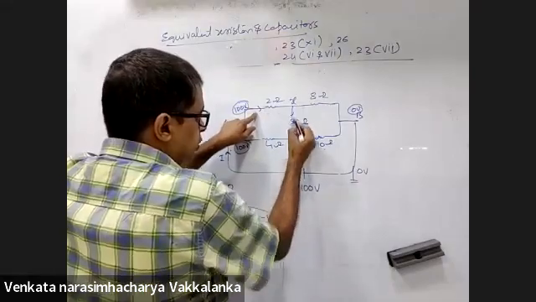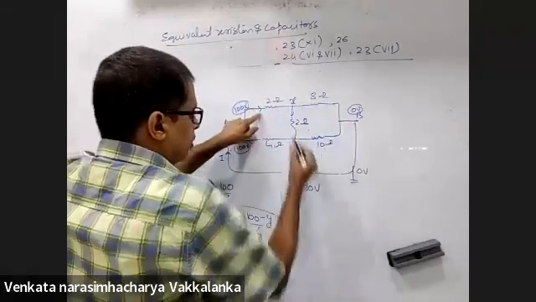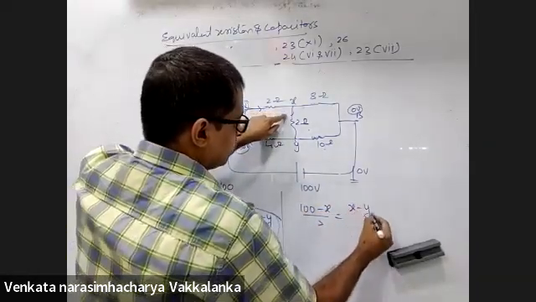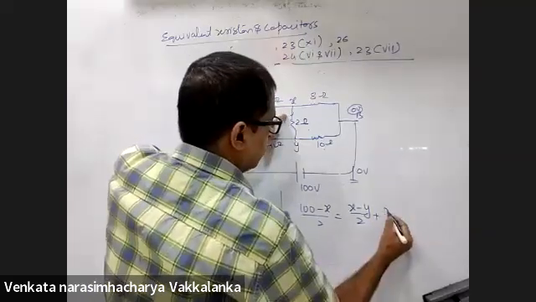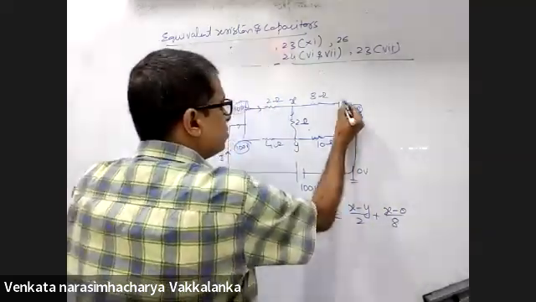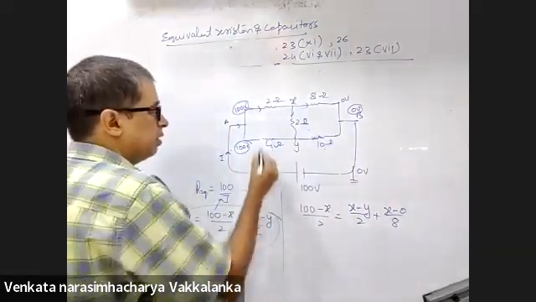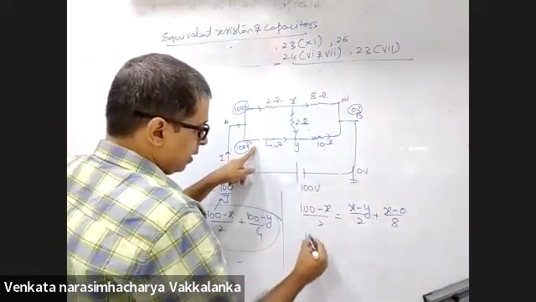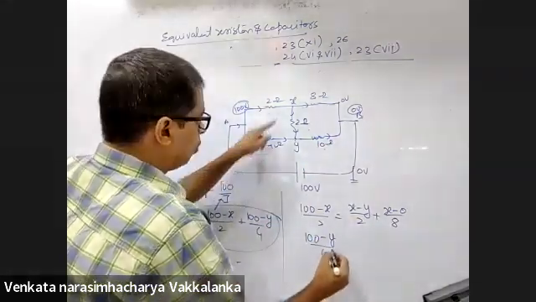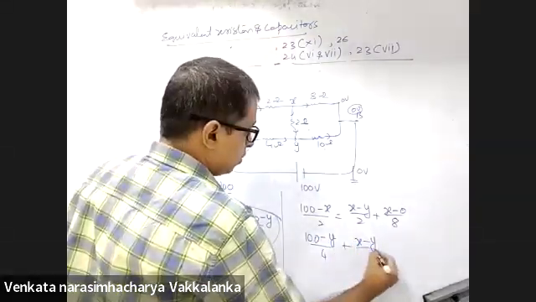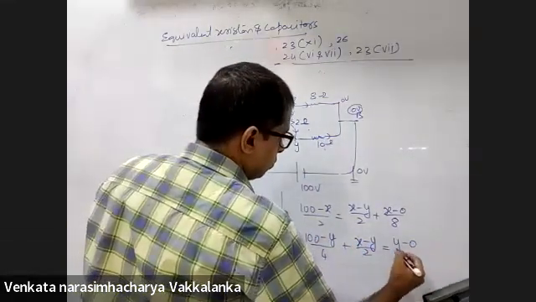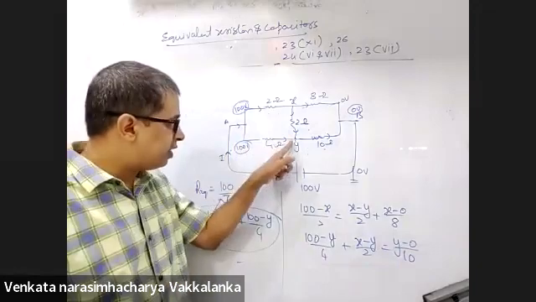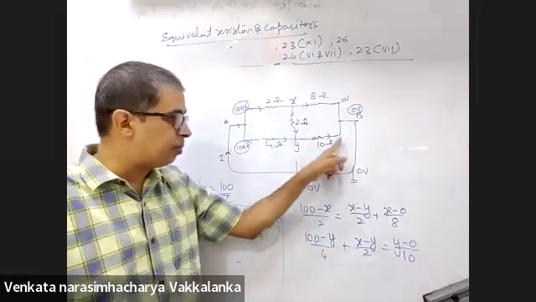Now this incoming current should be equal to the outgoing current. What is the incoming current? 100 minus X by 2. Outgoing current X minus Y by 2 plus of X minus 0 by 8. This is 0. Now this incoming current should be equal to the outgoing current. 100 minus Y by 4 plus X minus Y by 2 should be equal to Y minus 0 by 10. This incoming current summation should be equal to the outgoing.